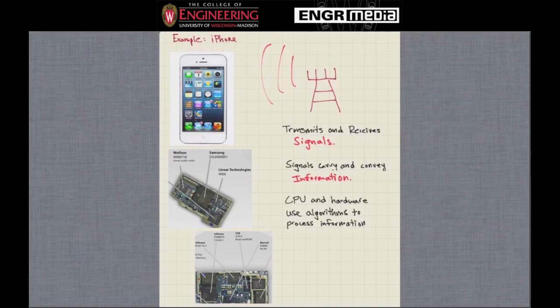And in order for all of this to work and all of these things to happen, we need hardware, in particular the CPU on the iPhone, and of course a lot of other dedicated hardware to do the computation required to make this happen, and to use the algorithms. So this part is the computation.